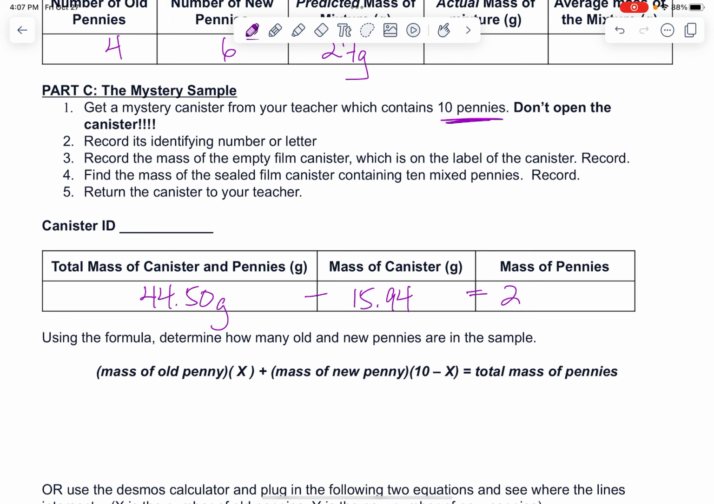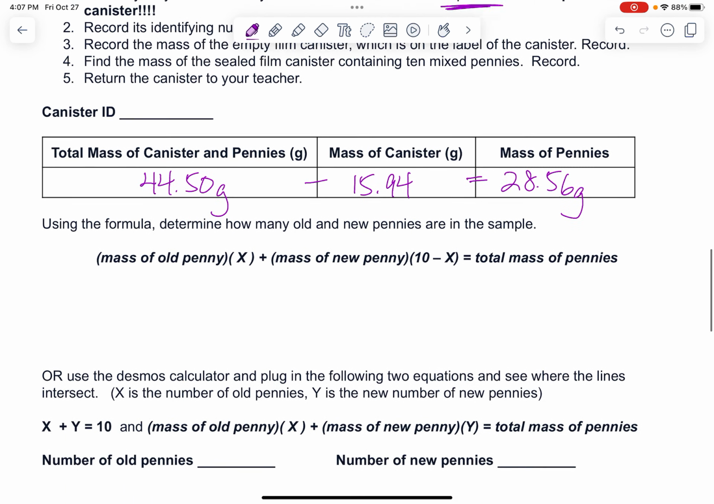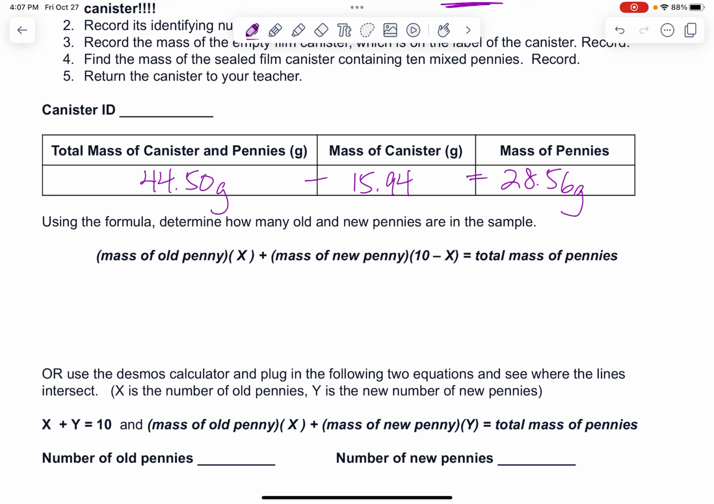So the total mass of the pennies inside was 28.56 grams. All right. Now we could use this formula to be able to figure out how many old and how many new pennies we had. And this is sort of derived from a system of equations. So plugging in this value, the mass of an old penny again was around 3 grams. We're just going to leave out the units of grams for now.